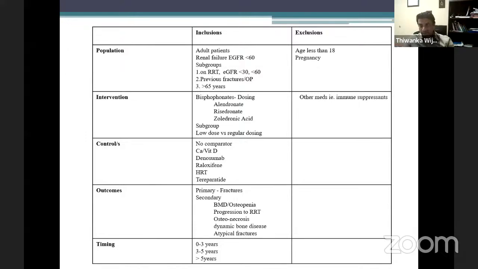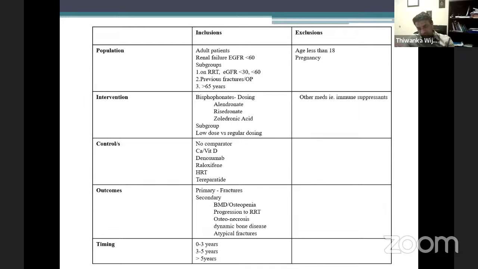With standard of care. Okay, so standard of care and outcomes. This is one of the most important things as a clinician. Your outcomes should be clinically meaningful outcomes. So if I'm looking at bisphosphonates, fractures would be the most valuable clinically meaningful outcome. And then, of course, secondary outcomes can be things like BMD, safety, etc.